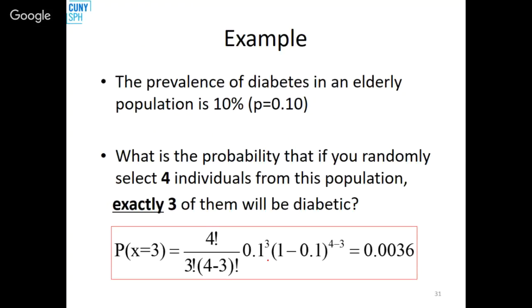All right, here's an example. If the prevalence of diabetes in an elderly population is 10%, then what is the probability, when you randomly select 4 individuals from this population, that exactly 3 of them are diabetic? So what are my assumptions here in order to make this calculation?